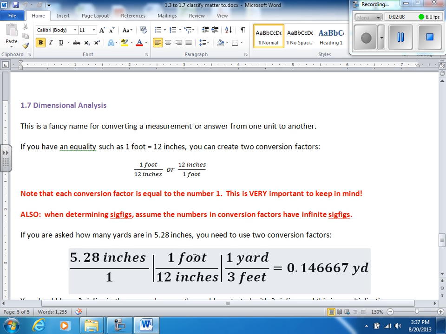So now I'm at foot, or feet, and I have to cancel out the feet, and I know 3 feet equal 1 yard, so I put the 3 feet on the bottom and the 1 yard on top. The feet cancel, and I'm left with yards. And I do 5.28 divided by 12 divided by 3. Students have trouble with their calculators here. You might want to come into class and have me work on this with you.